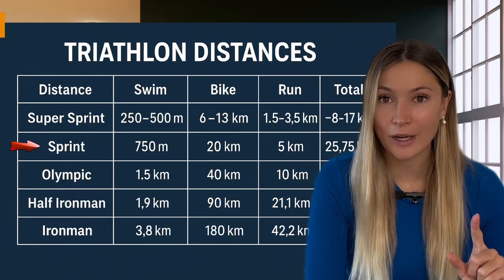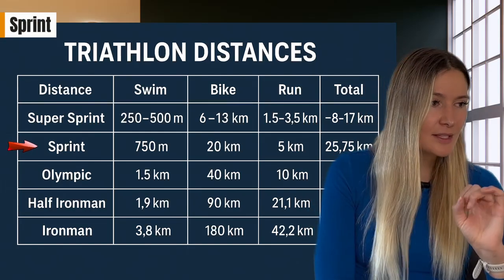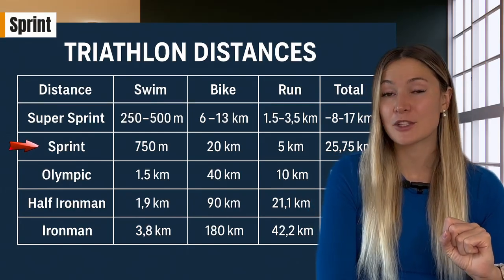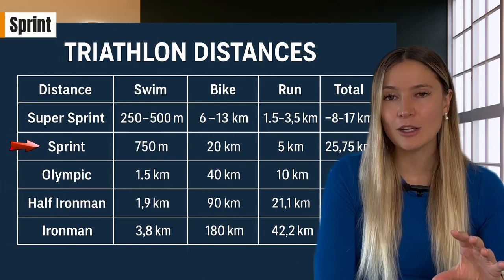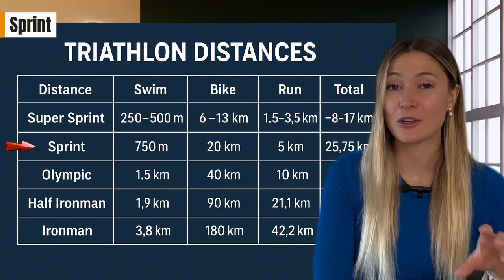The next one is the sprint. Sprint distance is 750 meters of swimming, 20 kilometers of biking, and then 5 kilometers of running.